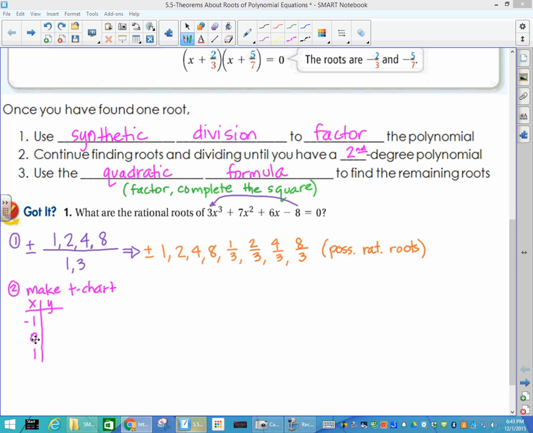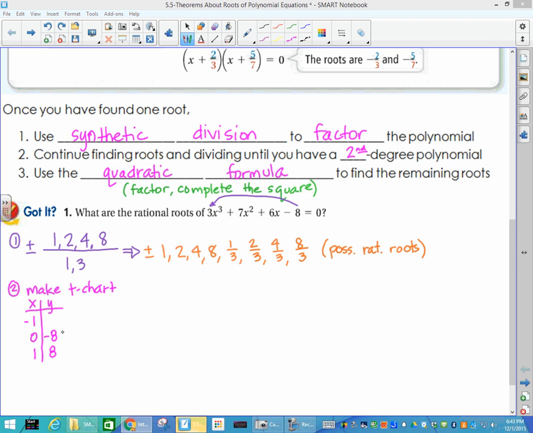Now, first off, if you put in 0, y'all, what do you get? 0, 0, 0. We get -8. That's an easy one. If you put in 1, that means add up those coefficients. So that's 3 plus 7, which is 10. 10 plus 6 is 16. And 16 minus 8 is 8.